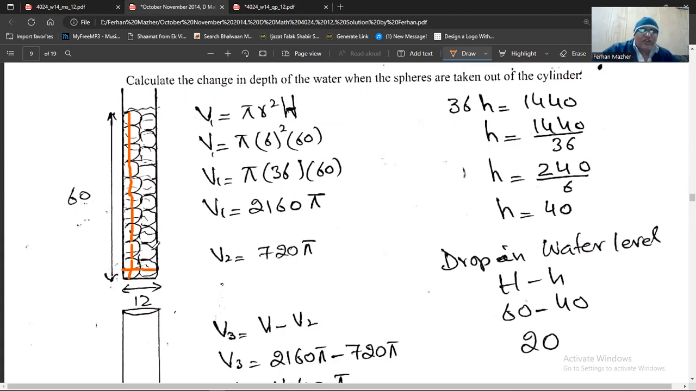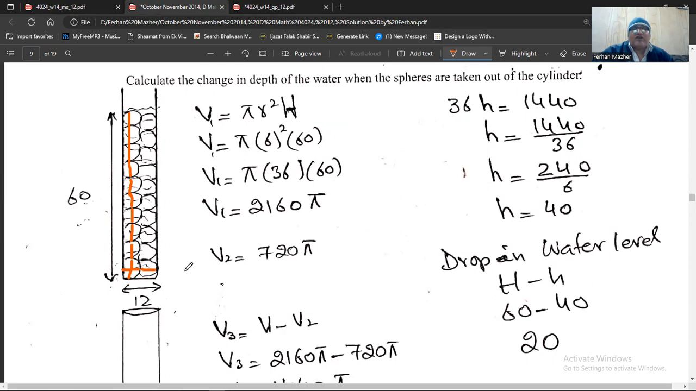So I can find the volume of this water right now with the spheres in it. Volume 1 will be pi r squared h, and volume 1 will be pi times 6 squared times 60. So volume 1 will be pi times 36 times 60, and that will be 2160 pi.